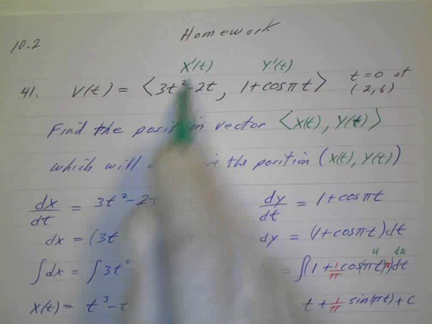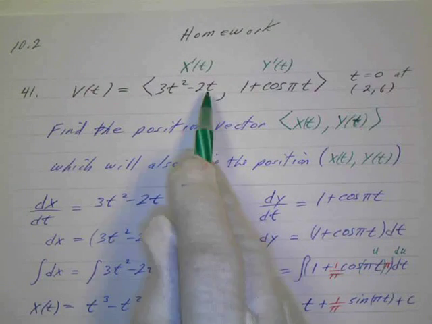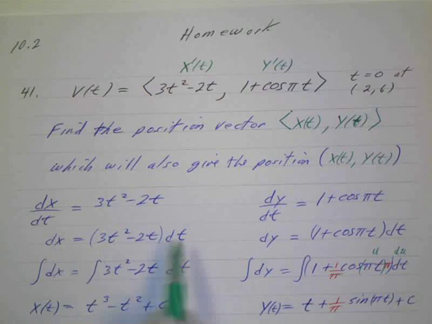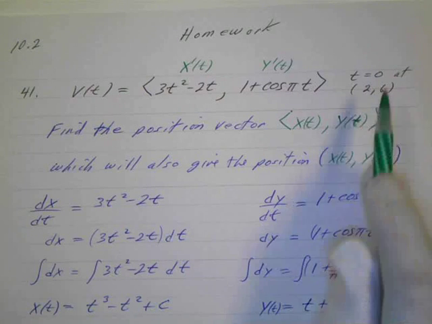If I put it from the Newton to the Leibniz notation, dx/dt equals this. So we can work on the horizontal component. Separate the variables here. Take the antiderivative, and the antiderivative of this is going to be t cubed. t cubed over 3 times 3 is just t cubed. 2t squared over 2 is just t squared plus c. Now how do we find the c? Well, we got this initial position when t is 0.